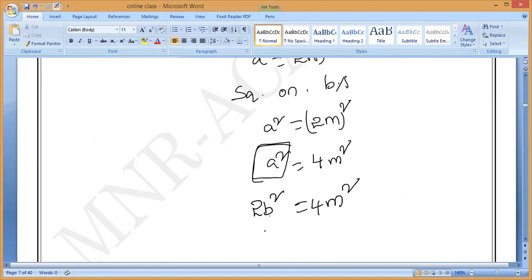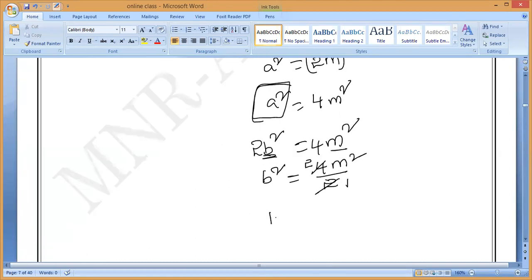So write equations for B square and M square individually. First B square equals 4M square divided by 2. So B square equal to 2M square.